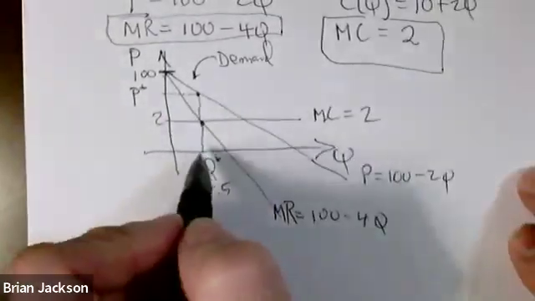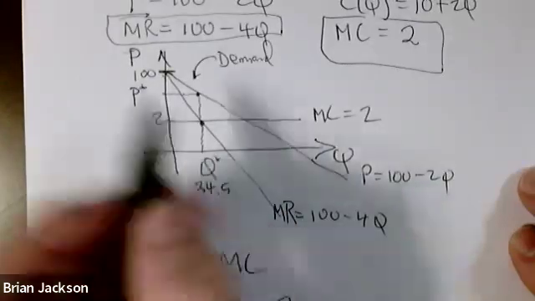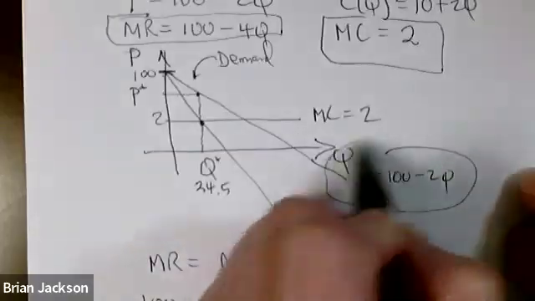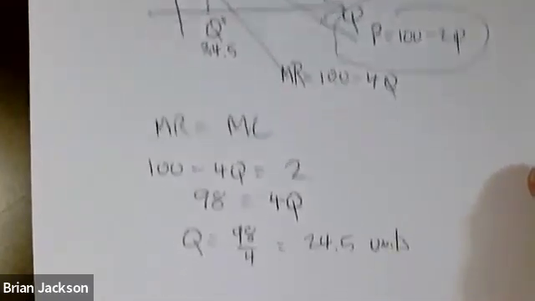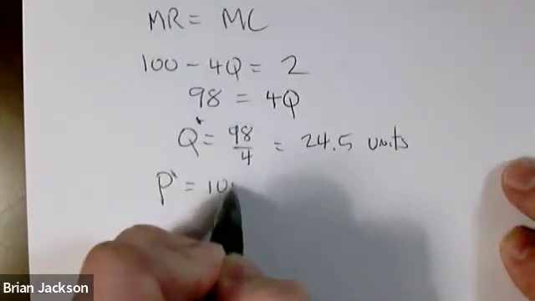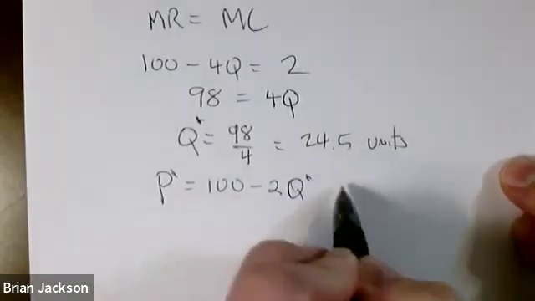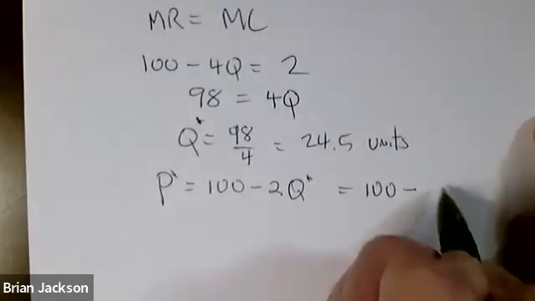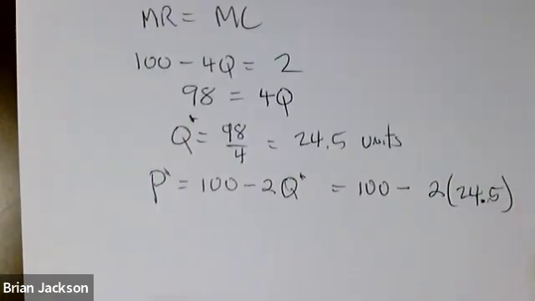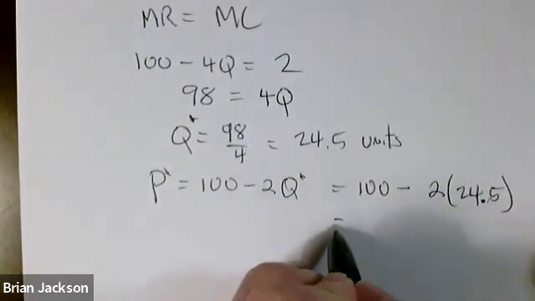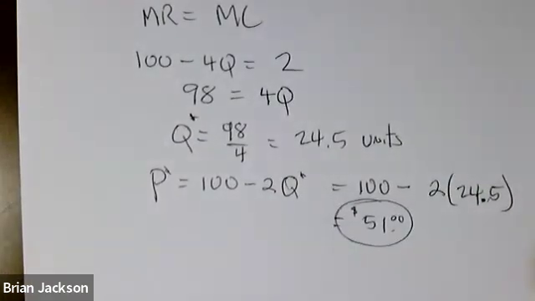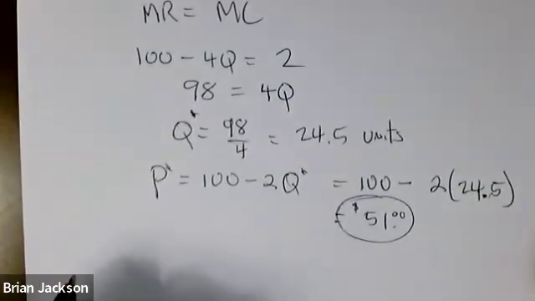Once you get the graph, I think in your mind you have a roadmap for yourself. So how do you get the price that corresponds with this? What should the monopolist charge to sell 24.5 units? Well, use now the demand curve. P equals 100 minus 2Q. So this is Q star. P star is 100 minus 2 times Q star, which is 100 minus 2 times 24.5. When you do that, you get 51, I believe. So $51 is the profit maximizing price.